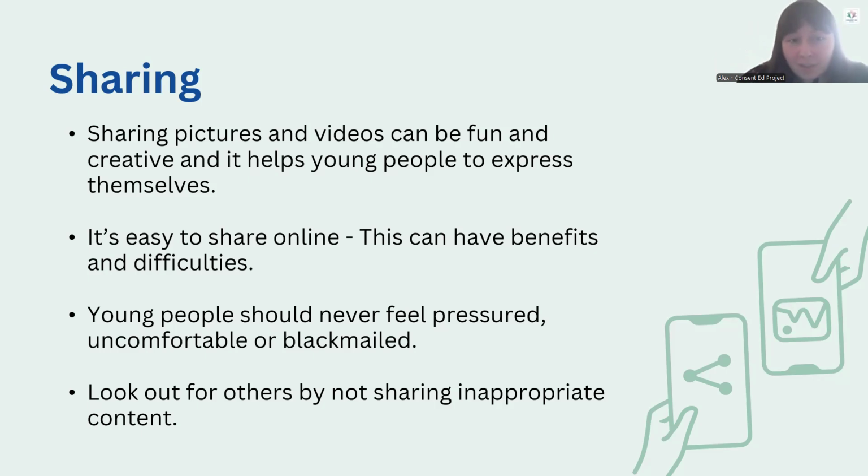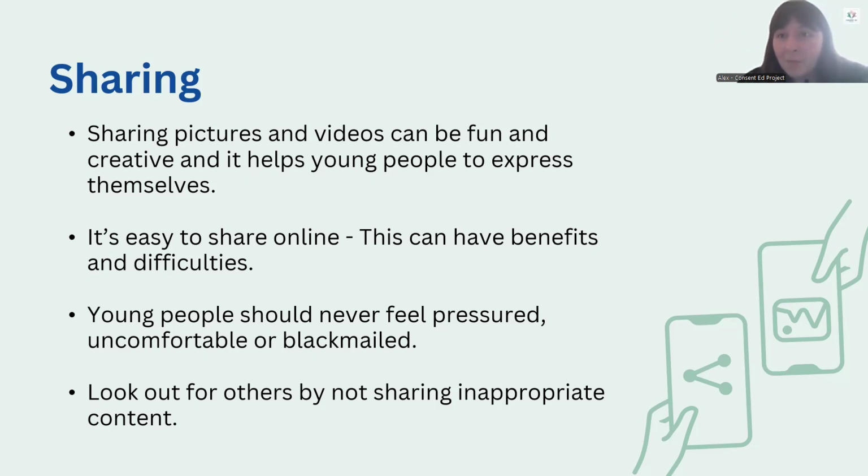It's important that we also explore the motivations to share online. Why do we want to share this photo? Why do we want to share this video? Why do we want to tweet this? An image or a video should never ever be shared because someone felt pressured, uncomfortable, or blackmailed, or like someone was forcing them to share a certain photo. We also want to encourage young people to look out for others by not sharing inappropriate content, harassment content, harmful content, or hate speech.